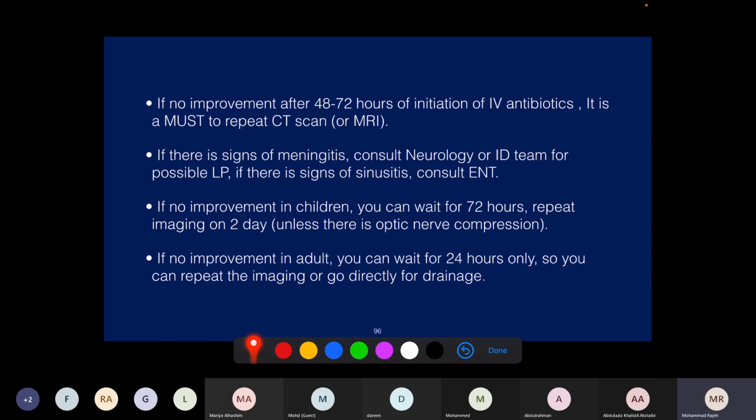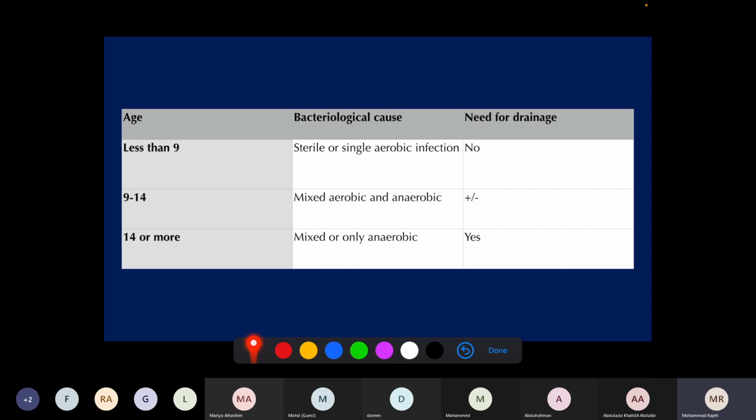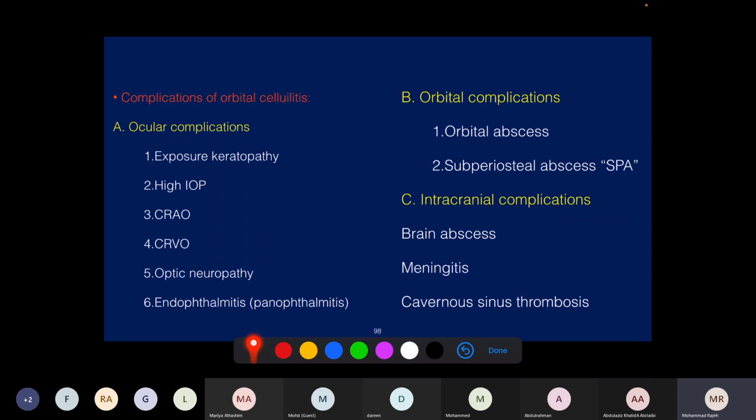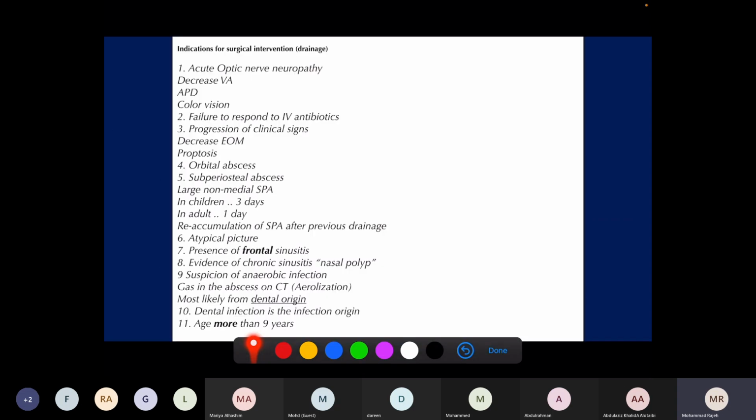I mentioned every scenario if there's no improvement. The other important thing you have to know is that in patients less than 9 years, the study showed it's only one microbe, it's a single aerobic infection. However, it's polymicrobial more than 9 years. Complication, Chandler classification, ocular, orbital, intracranial. This way, the examiner will know that you're systematic.